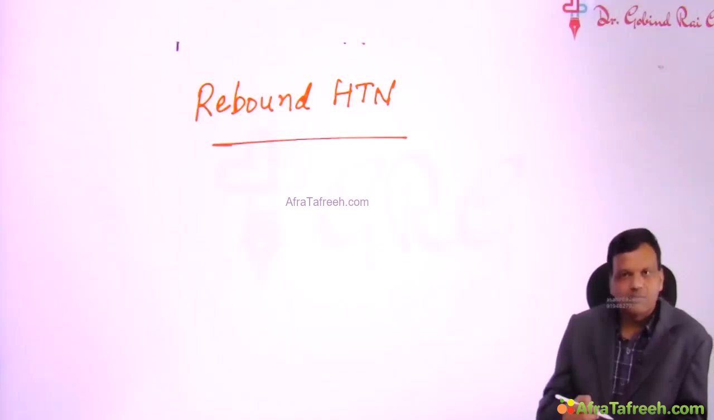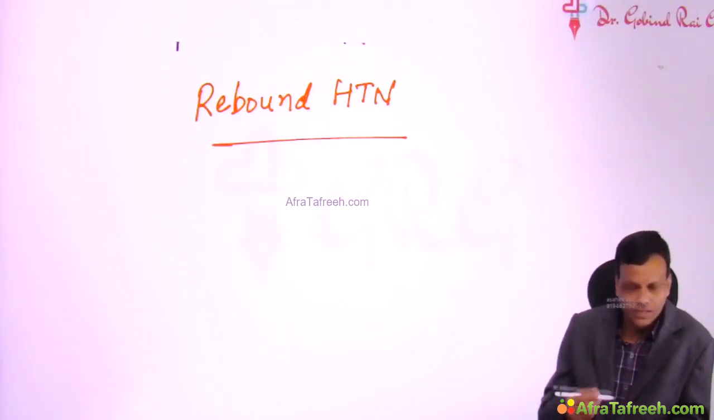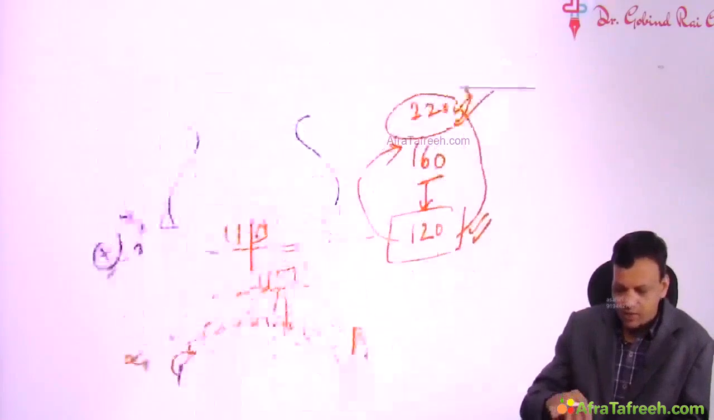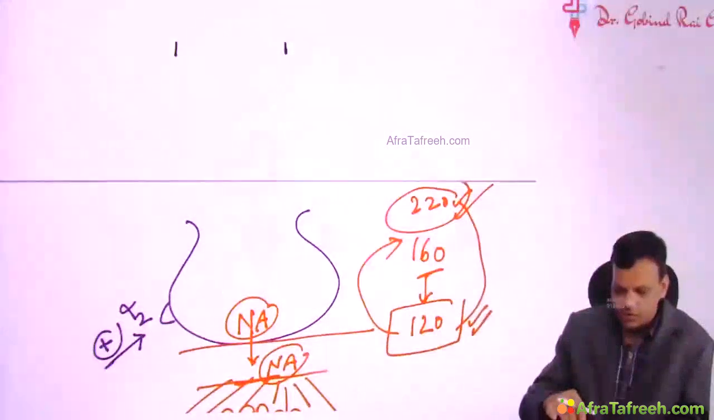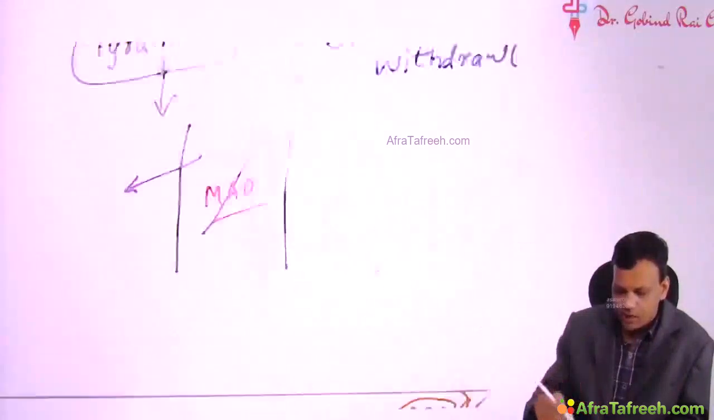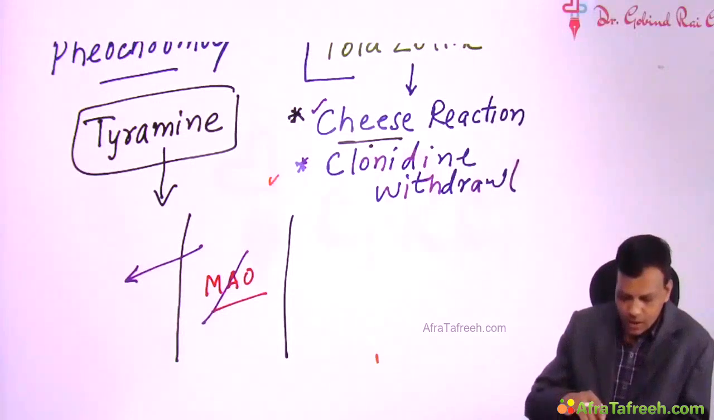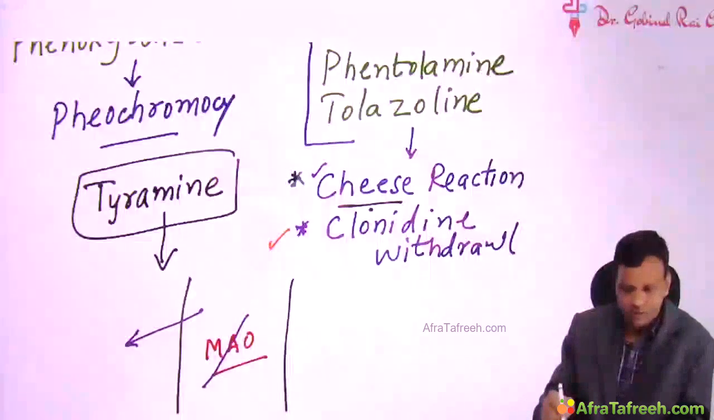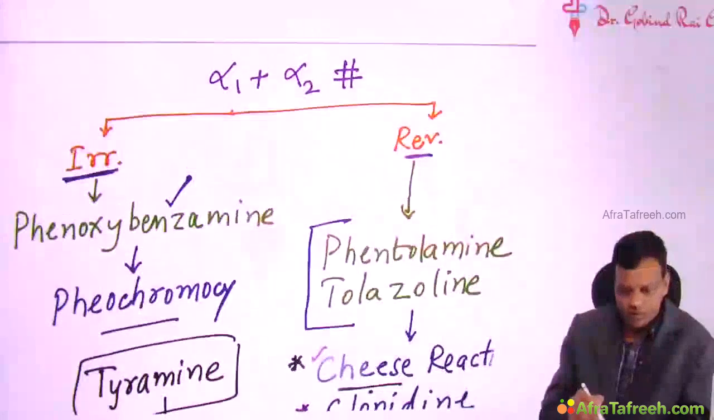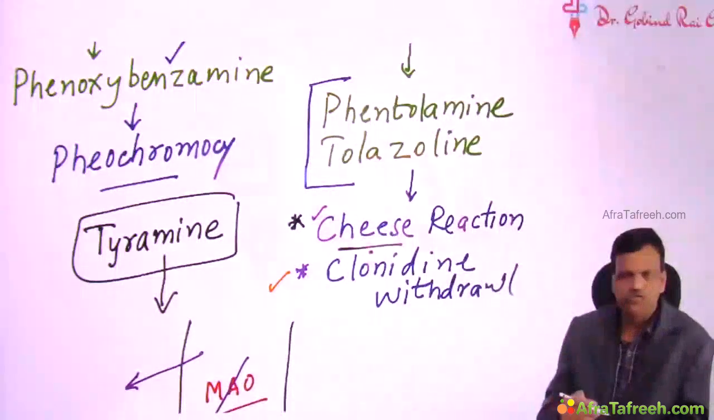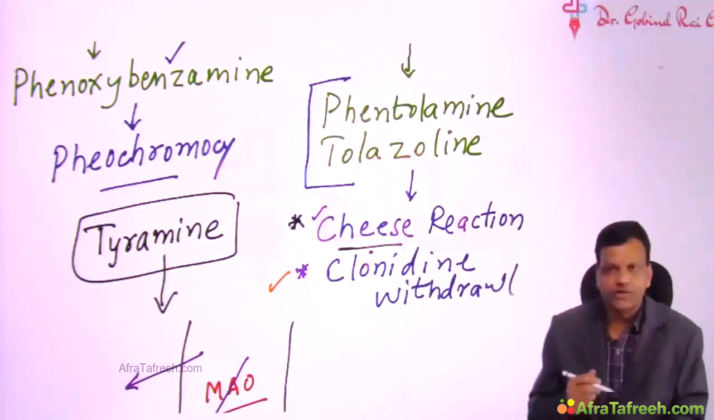And as it is a hypertensive emergency, severe hypertension, and again it is for short periods, so the treatment is phentolamine or tolazoline. Phentolamine or tolazoline are used for rebound hypertension or clonidine withdrawal. So that is important about the non-selective alpha blockers. The irreversible drug phenoxybenzamine is used in pheochromocytoma, and the reversible drugs phentolamine and tolazoline are drugs of choice for cheese reaction and clonidine withdrawal.